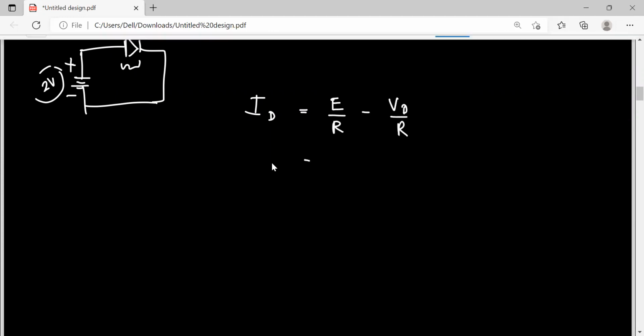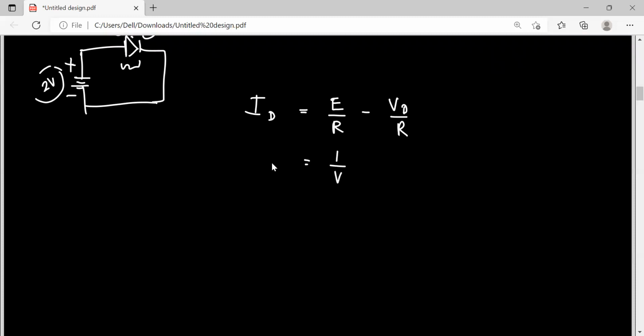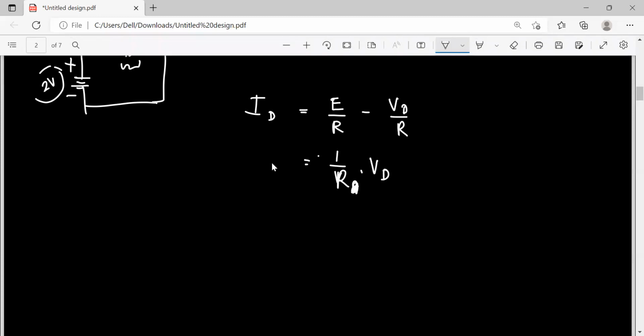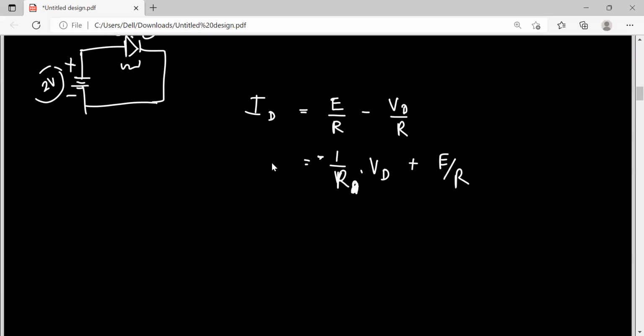Now we are going to plot a graph of VD versus ID. So this is going to be minus 1 over R into VD, plus E over R. Can you guess what this graph is going to be? These are constants, and I need to know how the current is going to change with the voltage across the diode. Please pause the video and try to mark it.